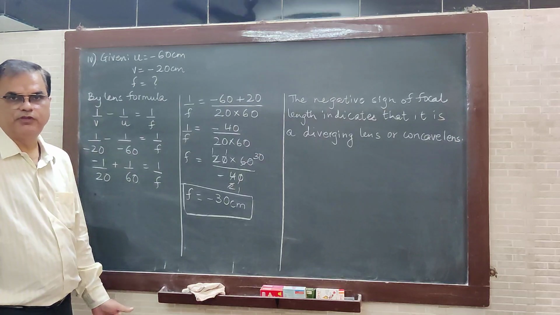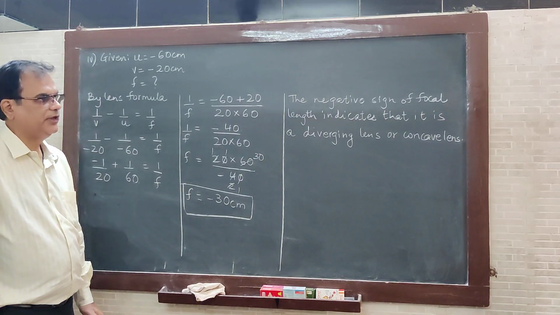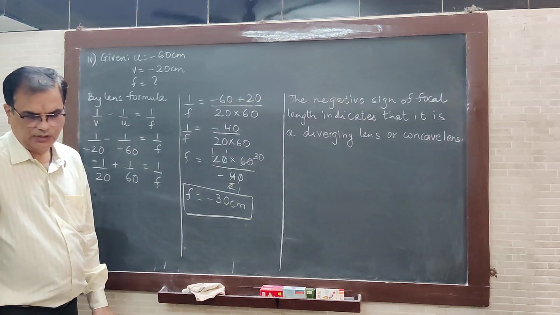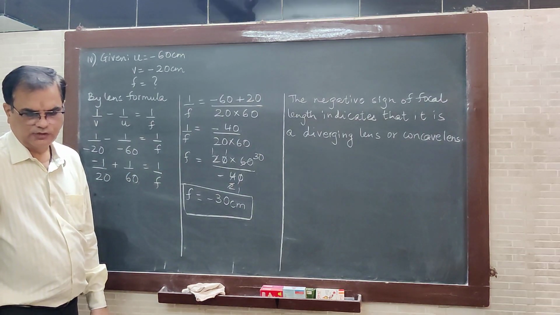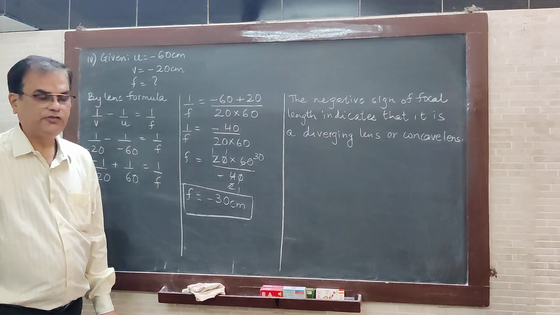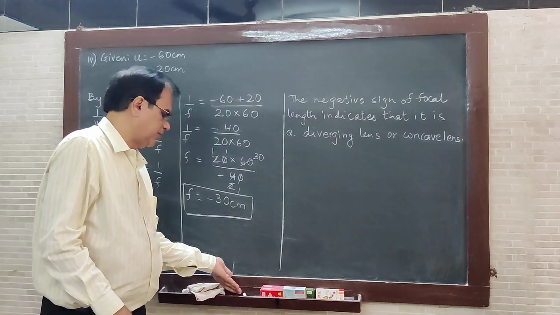Okay, so we finish up with the numericals of the chapter lenses. I hope you have understood all the 6 sums we did today, 4 unsolved and 2 solved sums. I gave you all the formulas and all the sign conventions. Remember the sign conventions very properly.